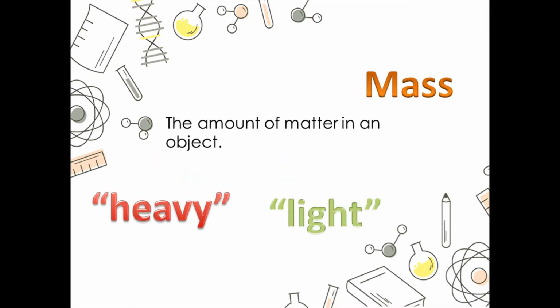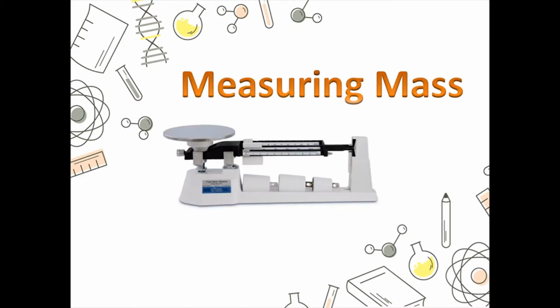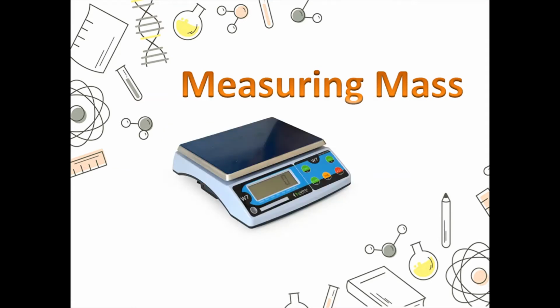First, let's talk about mass. As we know, mass is the amount of matter in an object. It is the reason why some objects are heavy or some objects are light. Mass is usually measured using a beam balance, here's the picture, or a weighing scale. The unit for mass is grams or kilograms.